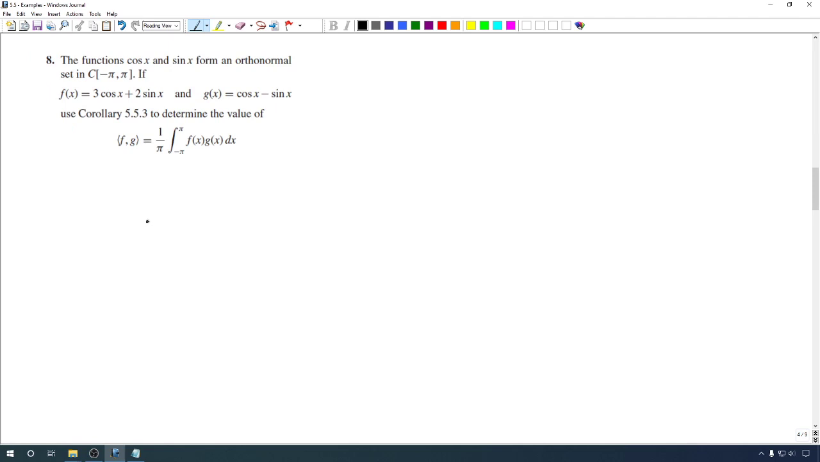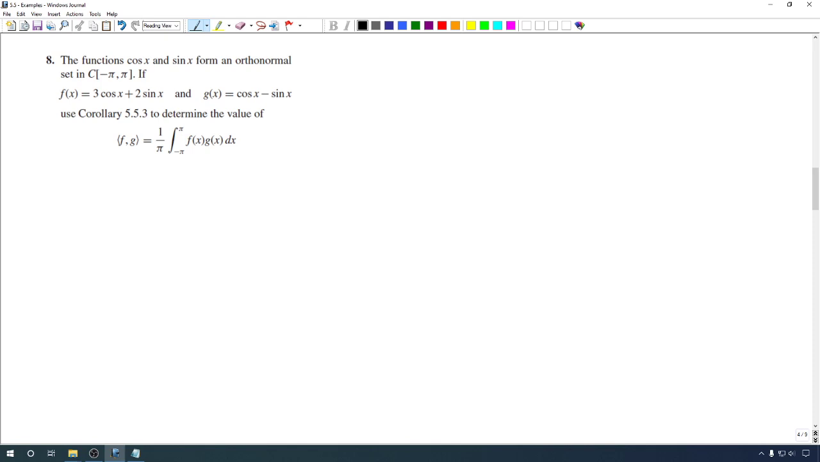But let's actually step away from working with Rn. But we're not going to forget that we can actually work with things a lot more similar to Rn than we were in the past. So here we are going to look at this C of negative pi to pi again. Remember, we're using this inner product where we have the 1 over pi in front. And we recall that cosine of x and sine of x form an orthonormal set. They are unit vectors because of the 1 over pi, and they're orthogonal to each other.